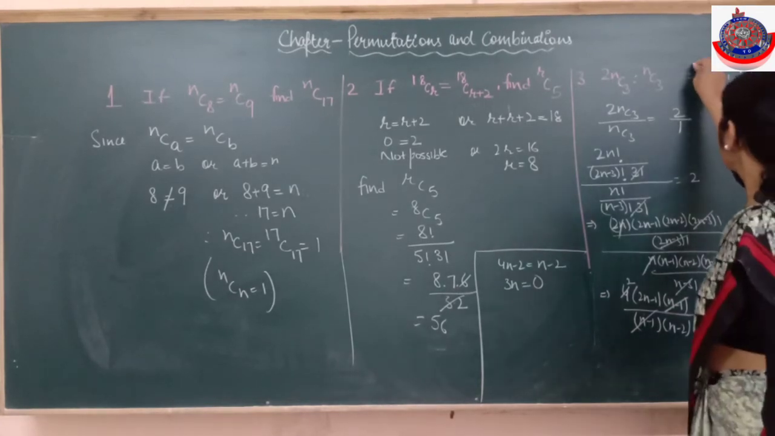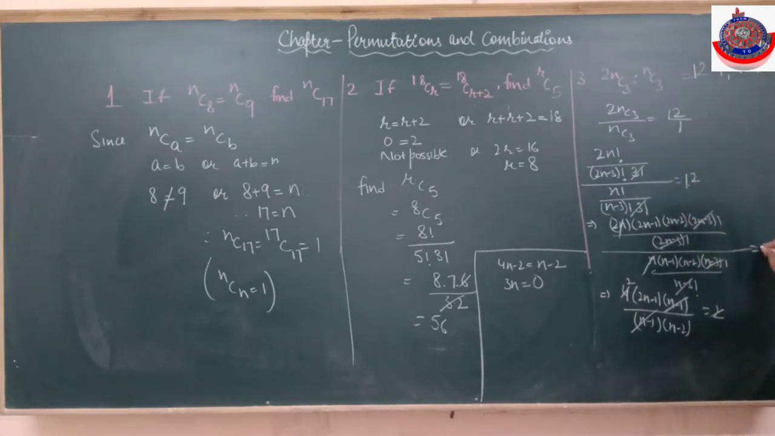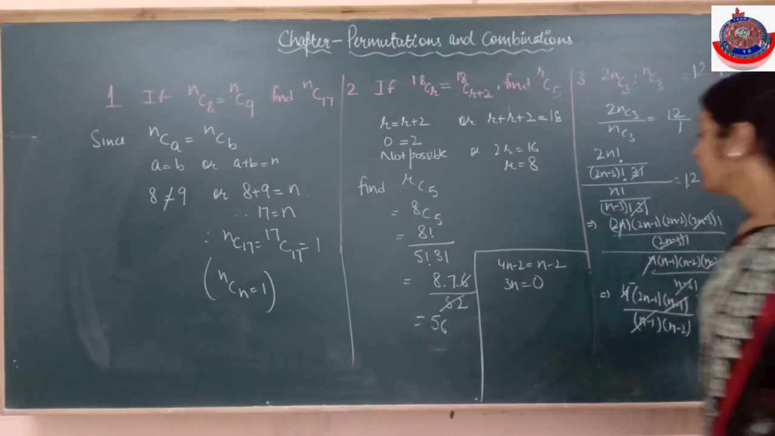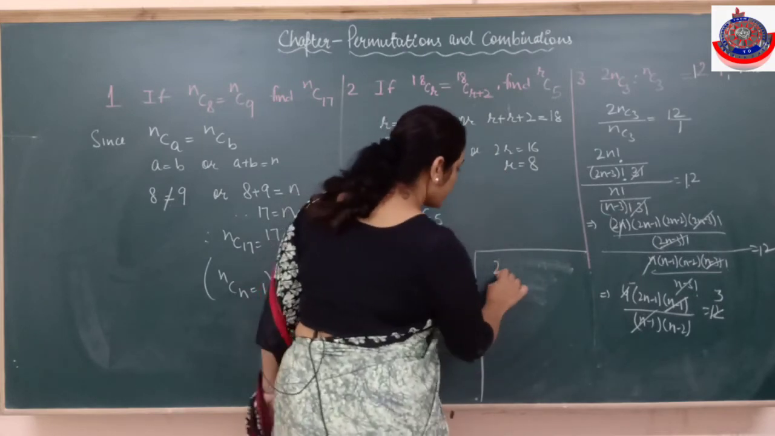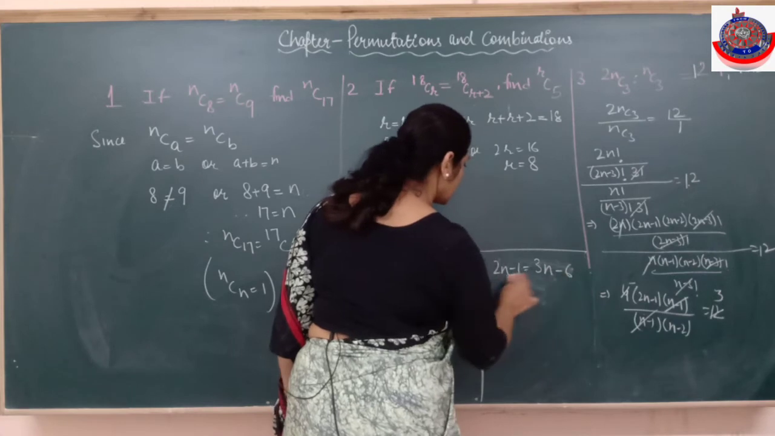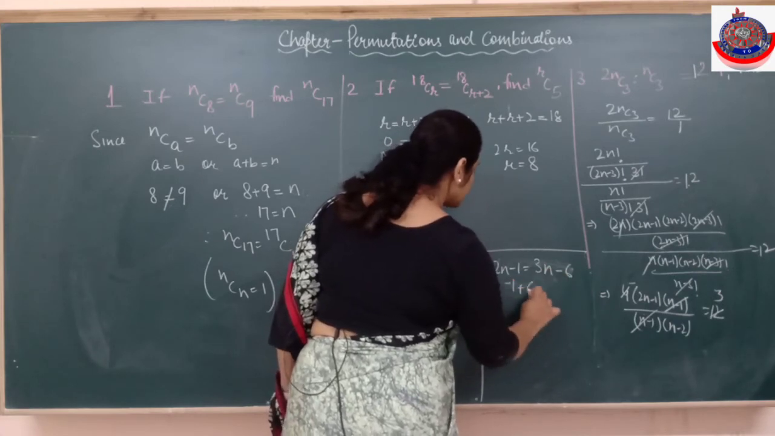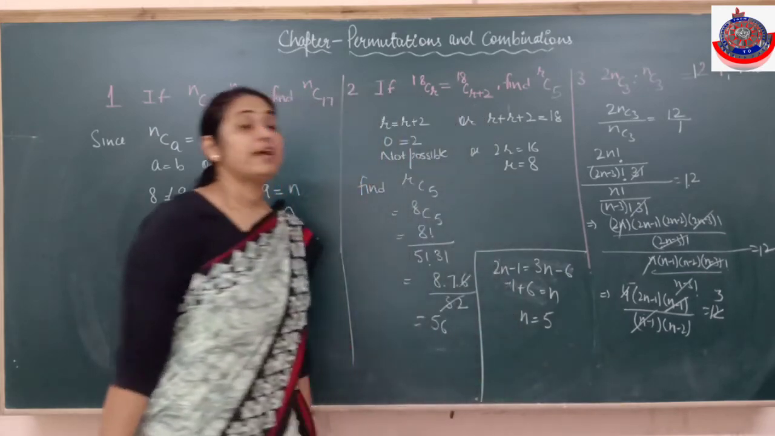That was 12 here. So that's why the problem. 12. So when it gets cancelled, 4 and this is 3. So when I solve it, it will be 2n minus 1, 3n minus 6, minus 1 plus 6, and n. So n is equal to 5.